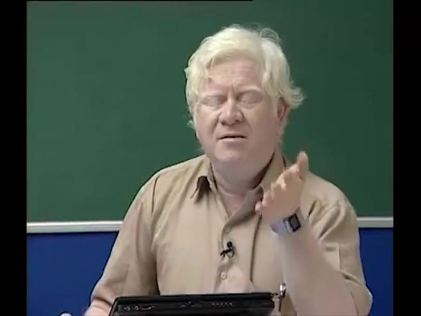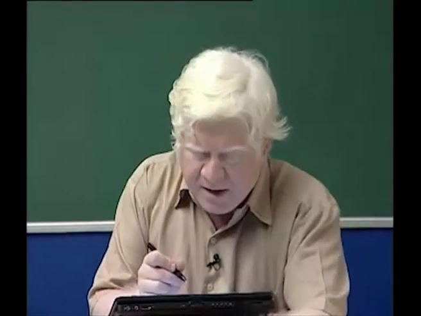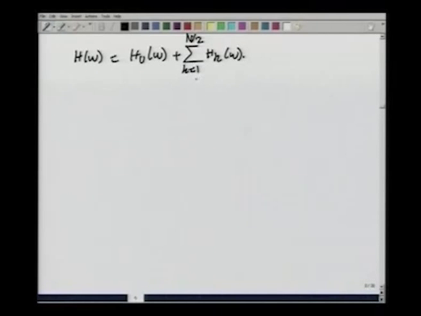How do we implement this? Implementing any Hk for k going from 1 to n by 2 is very straightforward, and it would have an implementation like this.